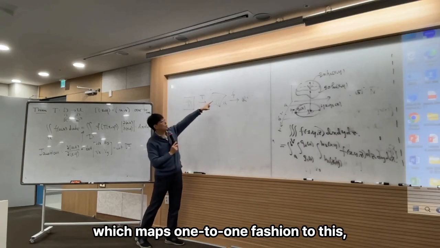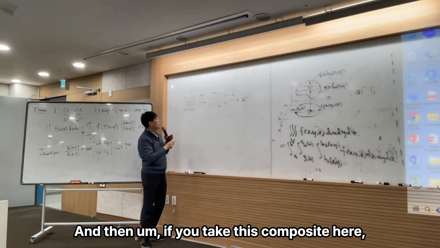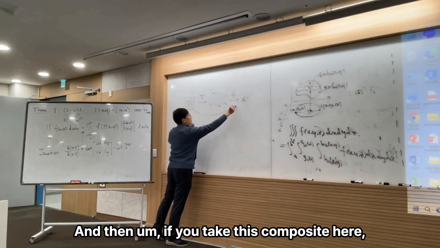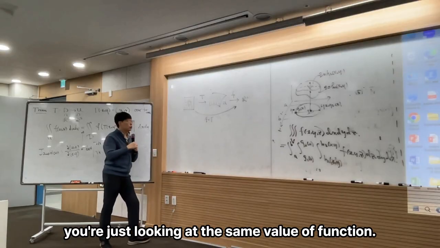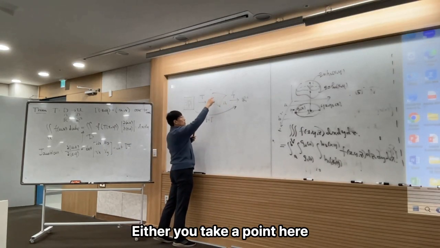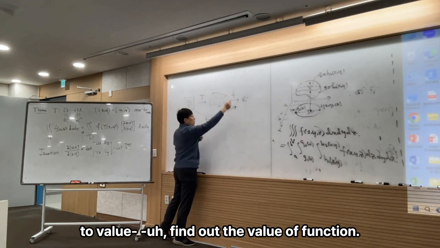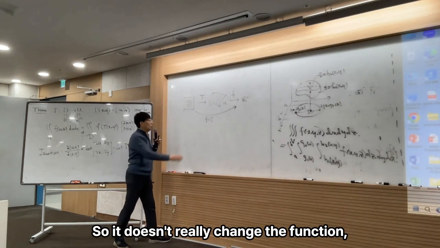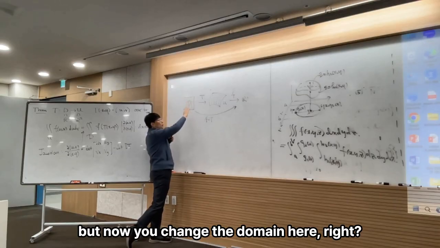in one-to-one fashion to this irregular shape U, and then if you take this composite here, you're not changing the value of the function. You're just looking at the same value of the function. It's just a matter of perspective. Either you take a point here, or you take a point here to find out the value of the function. So it doesn't really change the function, but now you change the domain here, right?